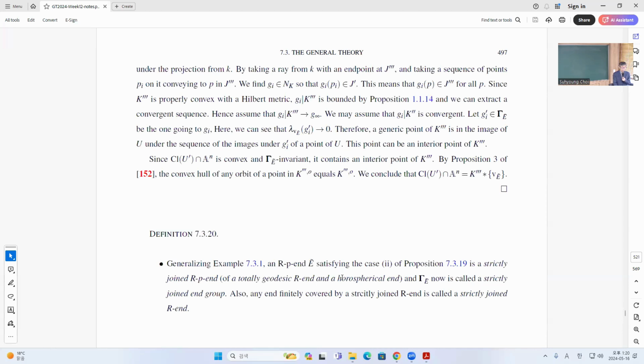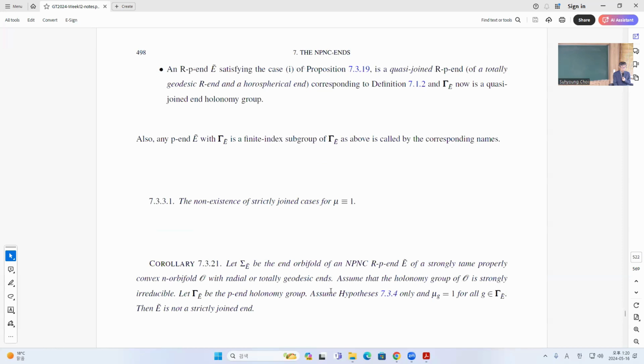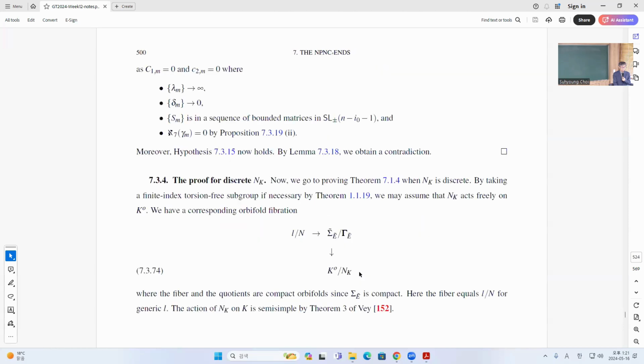And finally, in this definition, we want to study strictly joined ends, and the quasi-joined will be the other cases. So here I show that the strictly joined cases do not occur actually.